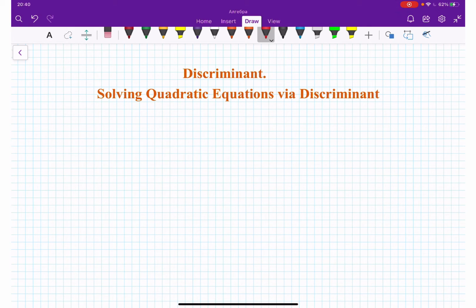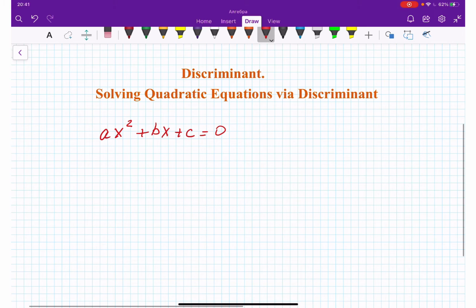The discriminant of a quadratic equation is the expression under the square root in the formula that we use to solve a quadratic equation. So, what type of quadratic equation are we talking about? It is in the format ax squared plus bx plus c is equal to 0.